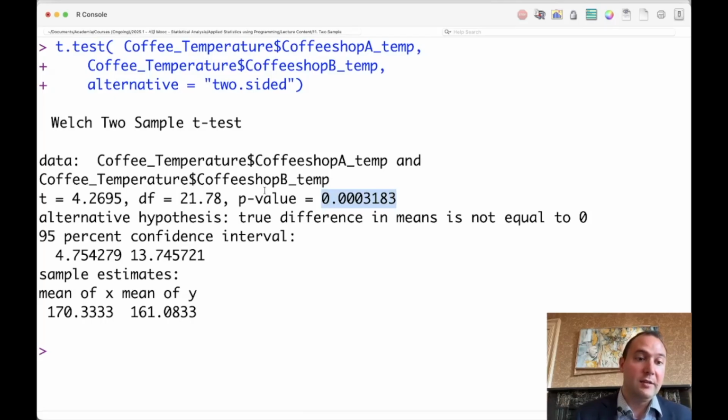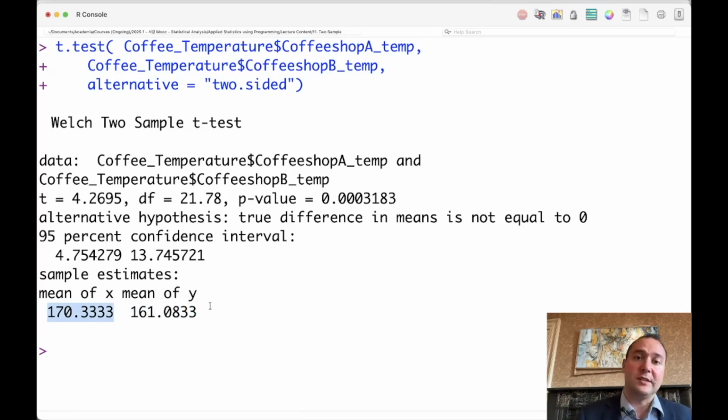In fact, if you look down here, it tells us the mean of x is 170 and the mean of y is 161. Now, I don't know what the best temperature for coffee is, but I would assume that a hotter coffee might mean that it's more fresh, or that it took less time to give to the customer, or that it's been boiled better. Now, I might be wrong, but my guess would be that there's a problem if it's cooler rather than hotter.